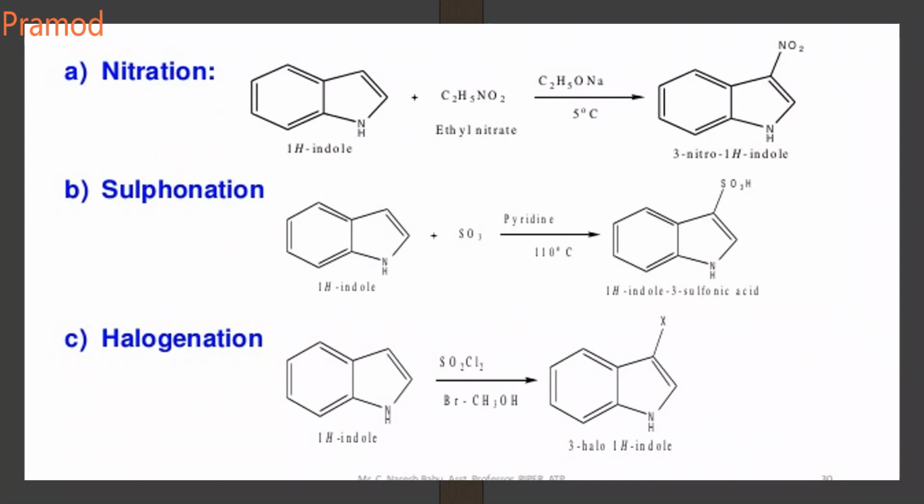Now let's go for some of the examples. It reacts with ethyl nitrate in presence of sodium ethoxide to give you 3-nitroindole. It reacts with pyridinium sulfonate to give indole-3-sulfonic acid. It undergoes halogenation with sulfuryl chloride, SO2Cl2, in presence of acetic acid to give 3-haloindole, and with bromine in methanol to give your 3-halo substituted indole.